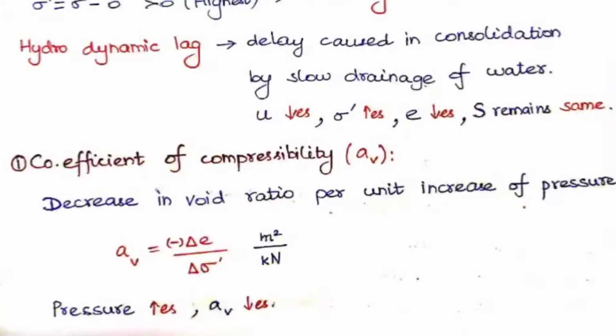Next we are going to see some terms which are needed to study this consolidation process, to find the settlements, consolidation time, and so on. The first term we are going to see is a_v, the coefficient of compressibility. This is the decrease in void ratio per unit increase of pressure. So a_v is equal to minus del e by del sigma dash. We use the minus because the void ratio is decreasing. The unit is meter square per kilonewton, because void ratio has no unit, and stress is kilonewton per meter square. As the pressure increases, a_v will automatically decrease.